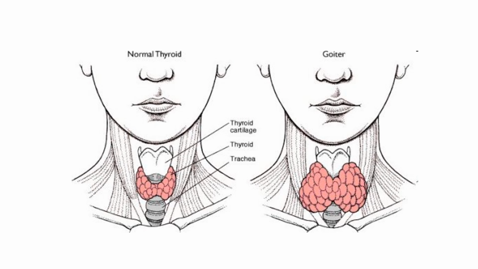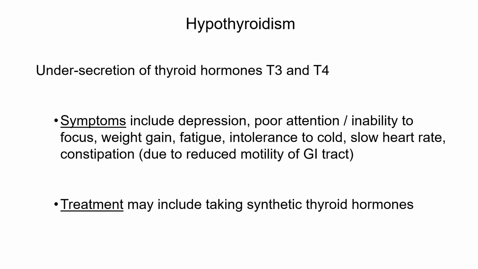And here's a visual representation that allows us to compare a normal size thyroid and a simple goiter. The second thyroid disorder that we'll talk about is hypothyroidism. So hypo means below. So somebody with hypothyroidism has an undersecretion of T3 and T4.